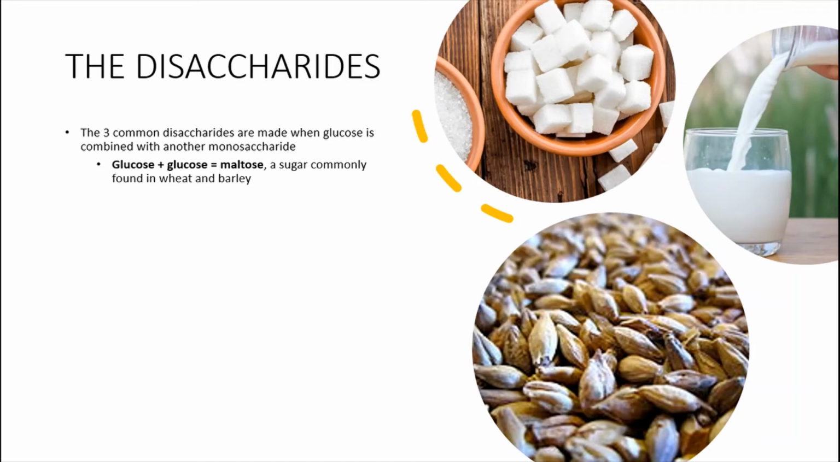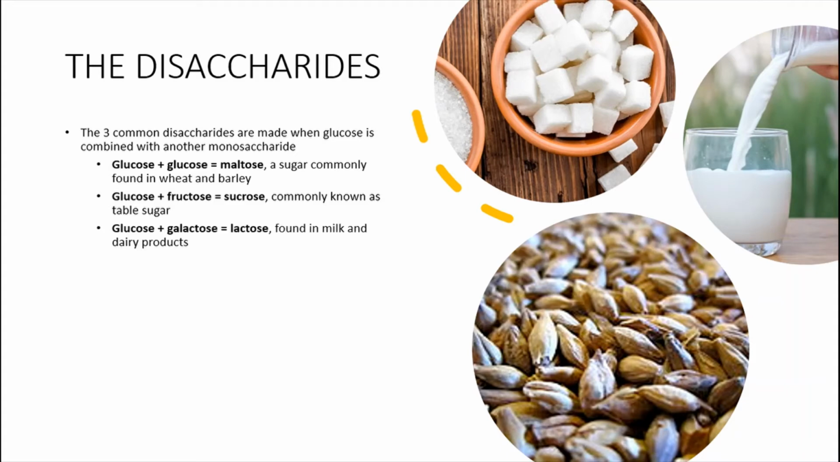If we combine glucose with fructose, we get the disaccharide sucrose, which is commonly known as table sugar, or the sugar that we add to our teas and coffees. If we combine glucose with galactose, the disaccharide that we get is lactose, and lactose is found in cow's milk and other dairy products. So these are the 3 common disaccharides, and the linking together of glucose with glucose, or glucose with fructose, or glucose with galactose, or any monosaccharides together for that matter, is going to be a condensation reaction. So for each bond formed, we're going to have water produced as a byproduct.